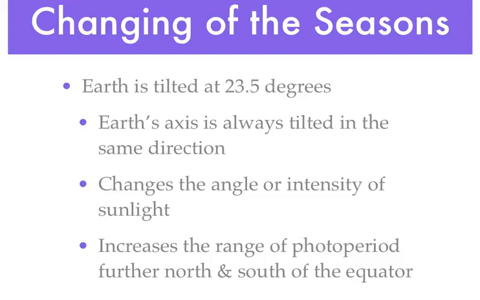So the changing of the season. The Earth is tilted at 23.5 degrees. And that is important. If you remember from class, we discussed that the Tropic of Cancer is 23.5 degrees north of the equator, and the Tropic of Capricorn is 23.5 degrees south of the equator, which is really important when we get to whether the northern hemisphere is having summer or when the southern hemisphere is having summer.